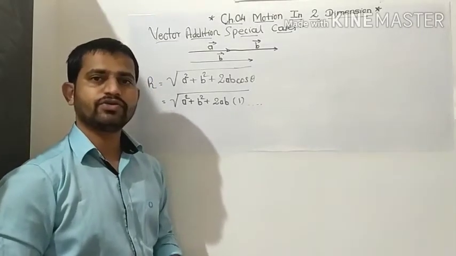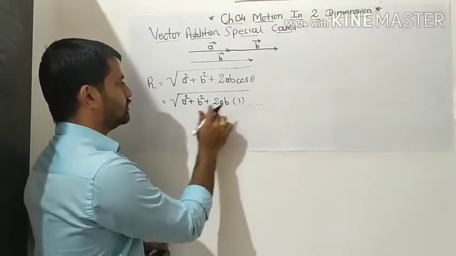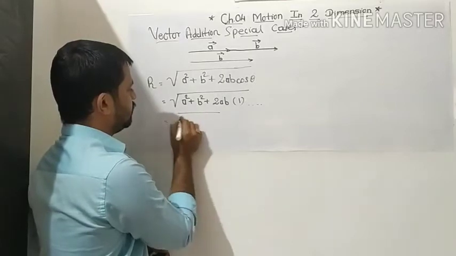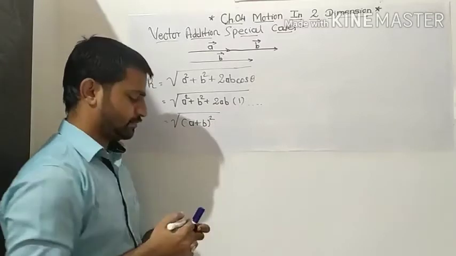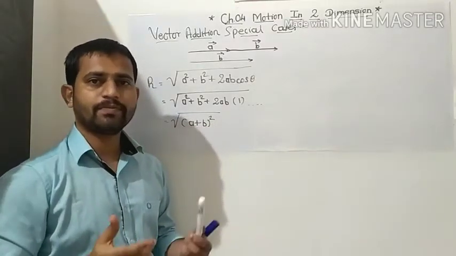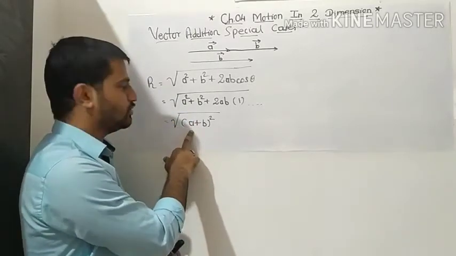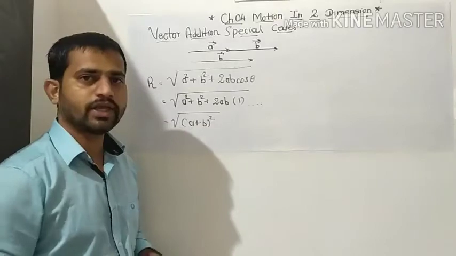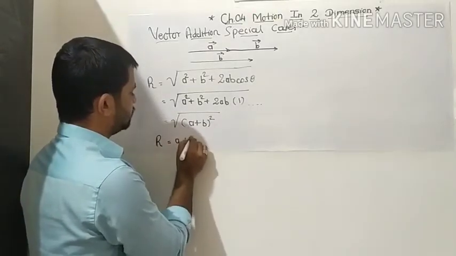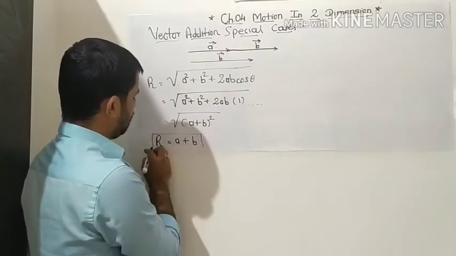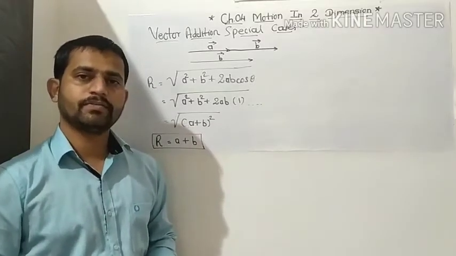Because cos of 0 is equal to 1. Then what do we have here? It is nothing but the under root of A plus B bracket square. This value is the expansion of this bracket. So if we remove the square root, our value becomes R is equal to A plus B. We have the value of the resultant, R is equal to A plus B.